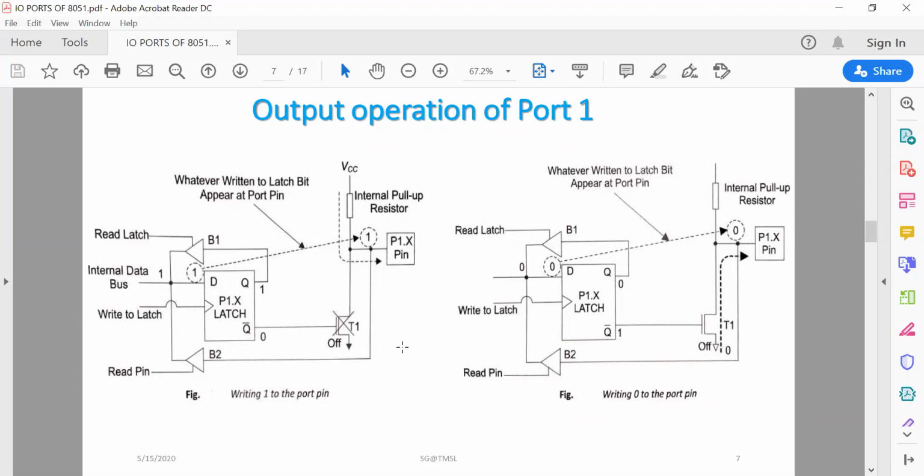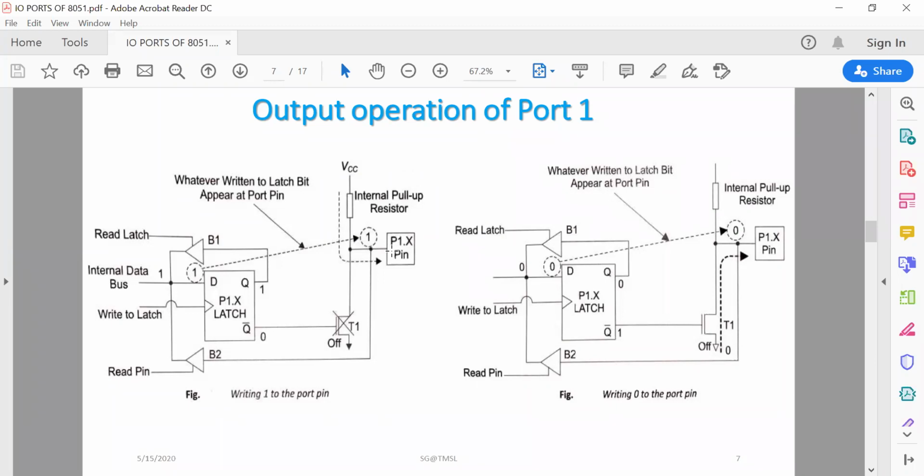Now logic 1, that is high, can be written to the port pin by simply writing 1 to the port latch. When 1 is written to this D latch, it will make Q as 1, so Q bar will be 0, which will turn off this T1, and therefore 1 will appear on the pin and the pin will source the current. So the pin status will be 1.